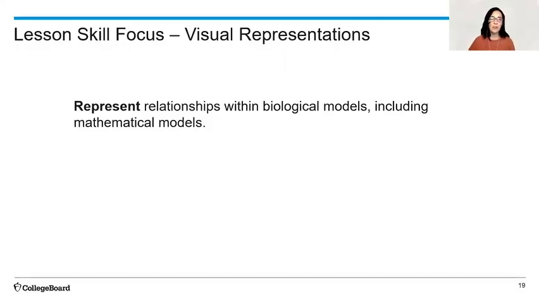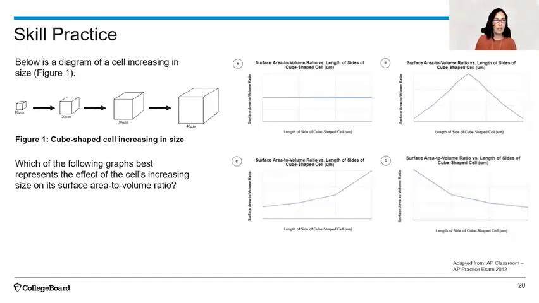Scientists can use visual representations to represent relationships within biological models, including mathematical models. So let's take a look at an AP question. Below is a diagram of a cell increasing in size. Which of the following graphs best represents the effect of the cell's increasing size on its surface area to volume ratio? So I'm going to ask you now to pause the video and select your best choice, and then press play and we'll see what we have.